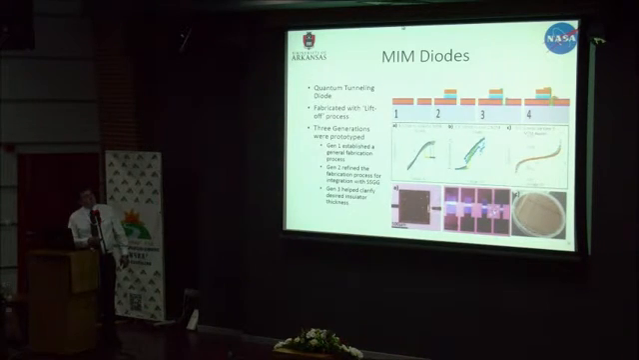This is how it's built. This is a side view. So we put down metal contacts, grow a diode, insulate the side of the diode, and then connect the top of the diode to an adjacent conductor.